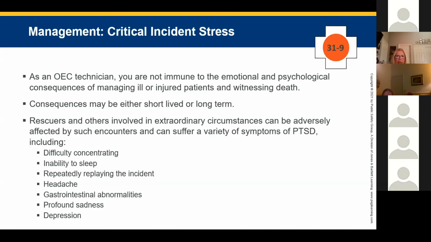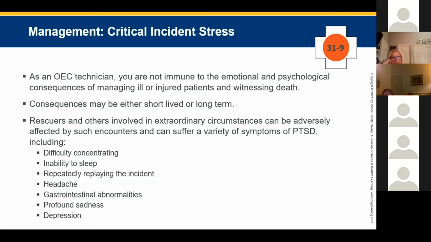And a lot of the signs of it, the symptoms I should say, is difficulty concentrating, inability to sleep, repeatedly replaying the incident. It's like a nightmare going over and over and over. You get a headache, GI tract problems, profound sadness, depression. This is when crisis intervention should step in. You need to talk to someone.